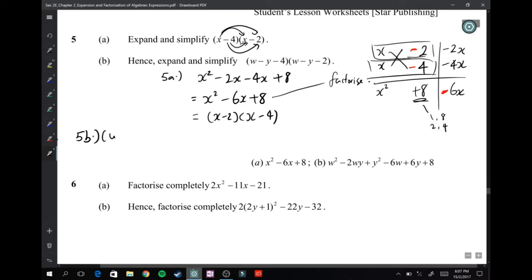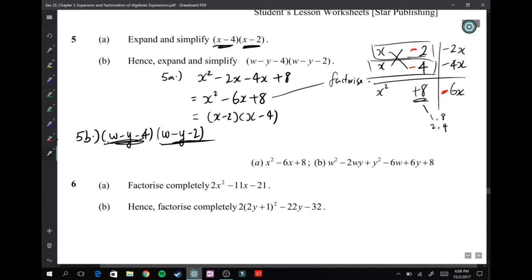5b is a bit tricky, but it's actually quite simple. Right, you have this, right? Now can you see any resemblance between this and this? I hope you can see it. Between this and this and this and this, I hope you can see that there's a minus 4 here and there's a minus 4 here, and there's a minus 2 here and there's a minus 2 here. I hope you can see that.